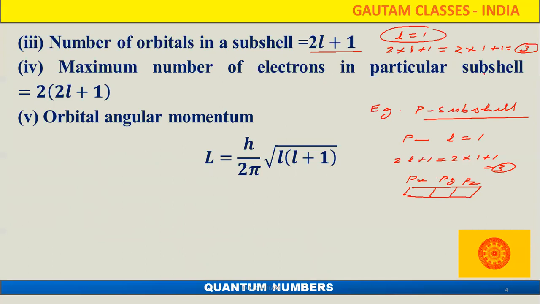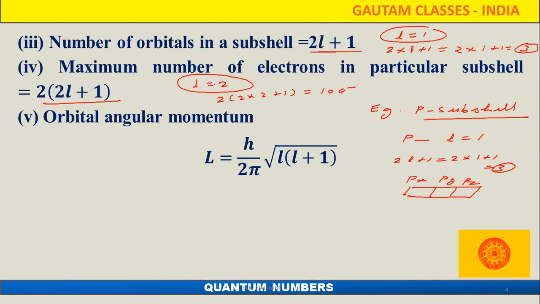Maximum number of electrons in a particular subshell. Sometimes in the NEET exam they ask which one shows the correct formula for identifying the maximum number of electrons in a subshell. That is 2 into 2L plus 1. Suppose L is equal to 2 is given, and they ask how many maximum electrons can fill. If the azimuthal quantum number is 2, how many maximum electrons can fill? We can put 2 into 2 plus 1. That means how much will come? 10 electrons. So a maximum of 10 electrons can fill where the azimuthal quantum number is 2.